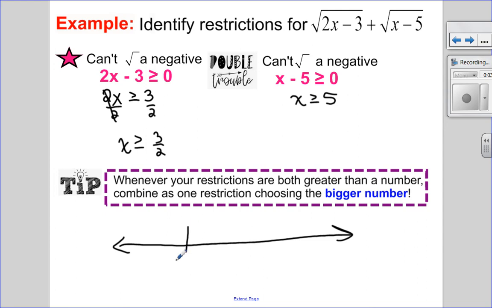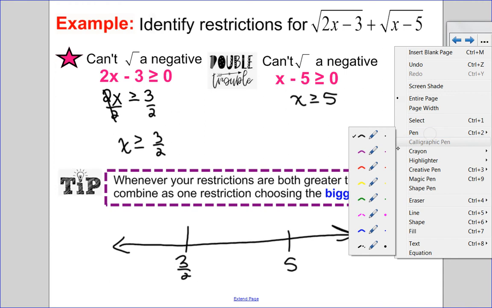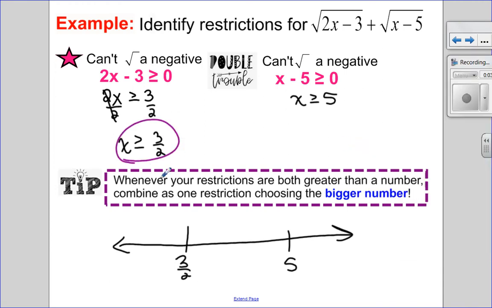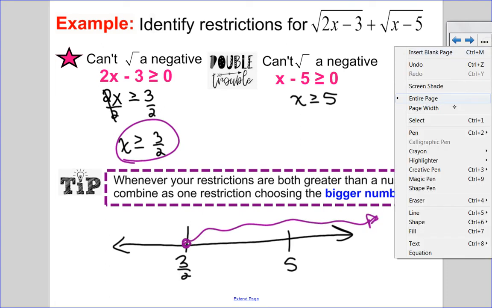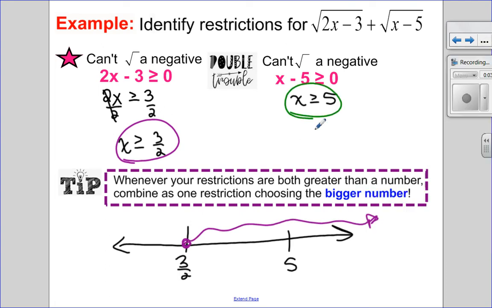If I have a number line, 3/2 is less than 5. Let's look at this one time so we can use the shortcut the next time. x greater than or equal to 3/2 means starting here and increasing. In my other one, x greater than or equal to 5, here's 5, and it's greater than or equal to that. You can see the overlap happens when x is greater than or equal to 5. So this is my one and only restriction. x greater than or equal to 5 covers both. So when I have restrictions where they're both greater than, combine them into one by choosing the bigger number.